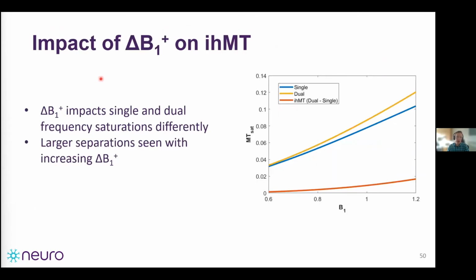So bringing this back, we know that to generate the ihMT contrast we need really high B1 values, so it's a really SAR intensive process. If we look at simulations as B1 decreases, this is the relative B1 value, the single and dual offset MT-SAT maps start to converge. So as we lose our B1 power in the brain, we lose our ability to see any difference between the two situations.